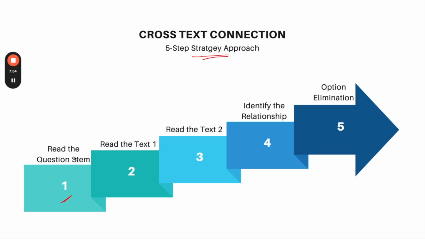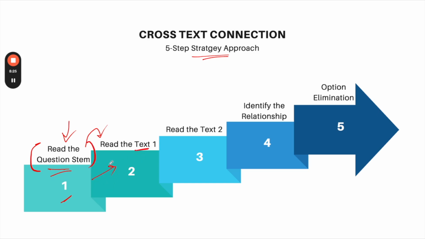The first step will always remain the same, that is, you will read the question stem. Now here you'll have to pay extra attention to what it is that you're supposed to find. Are you supposed to find something that's similar between the two texts, or something that's different between the two texts, or about how the text 2 author would react to text 1? These are the things that you really have to understand very properly even before you start reading your text 1.